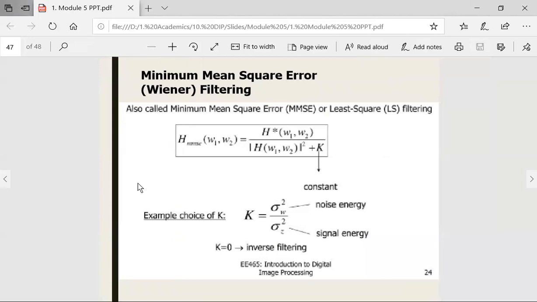Minimum mean square or least square filtering can be represented as h of w1 comma w2 here. This is one more representation you are seeing. w1 comma w2 is nothing but u comma v or x comma y. You can represent it in your own way. It is h of u comma v divided by the modulus of h of u comma v whole square plus k. K is a constant value you add. K is a combination of noise energy and signal energy, which is used for inverse filtering.